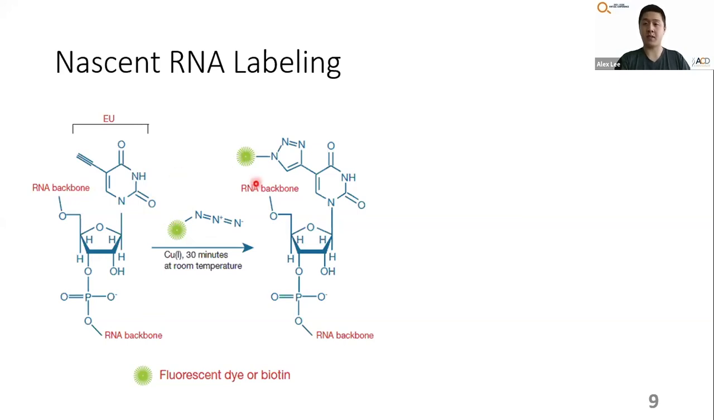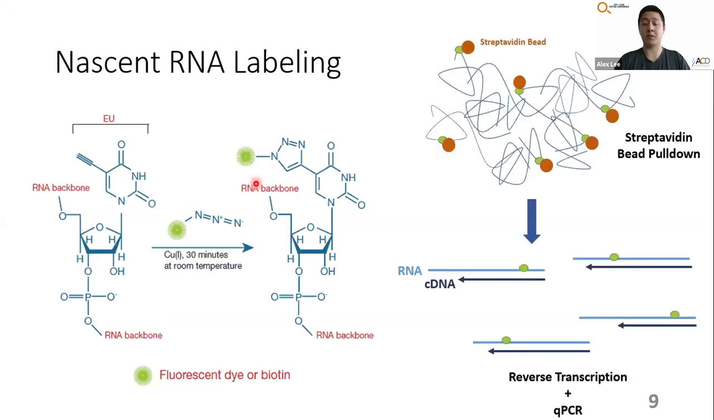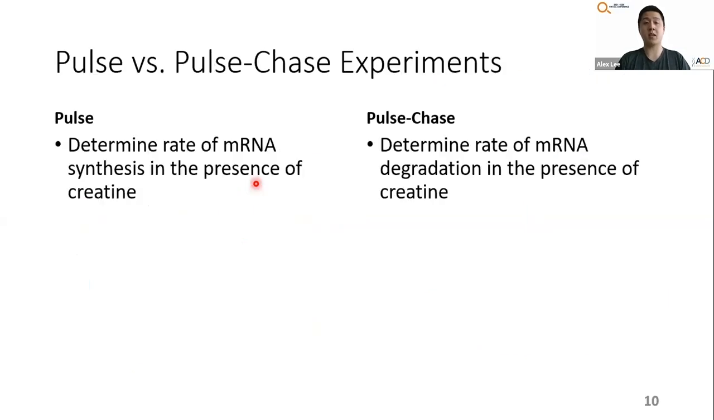We can then selectively pull down biotinylated transcripts using streptavidin beads and perform reverse transcription and qPCR to quantify the results. The importance of this technique is that it allows us to perform two types of experiments: both a pulse and a pulse-chase experiment. In the pulse experiment, our main goal is to determine the rate of mRNA synthesis, whereas in the pulse-chase, we're looking at the rate of mRNA degradation.